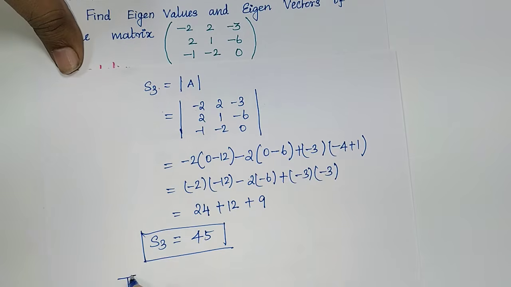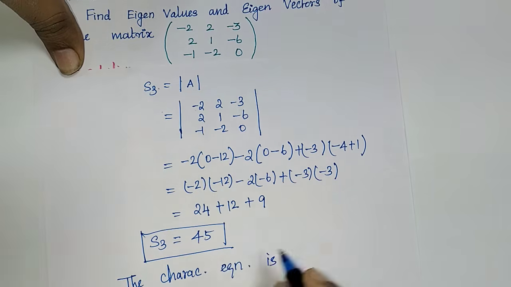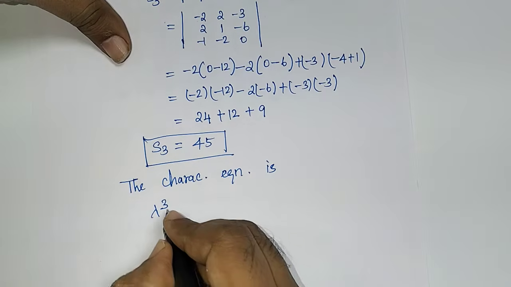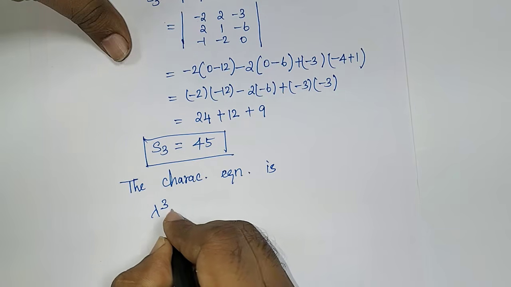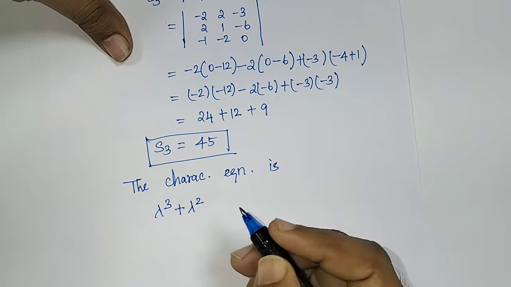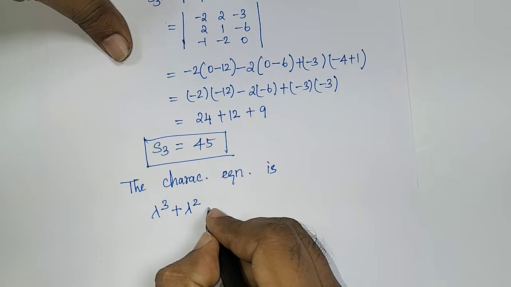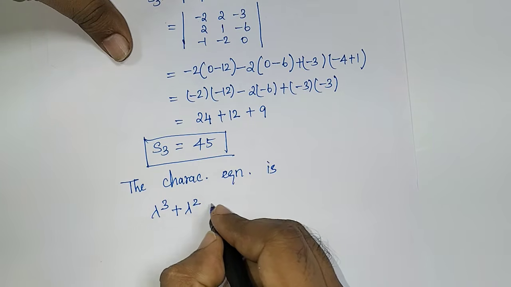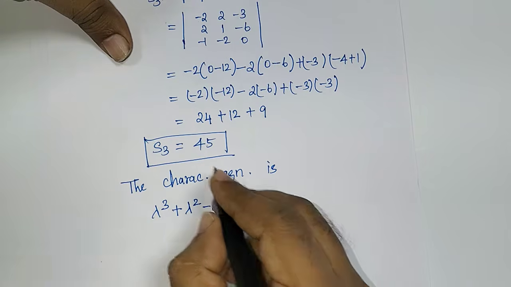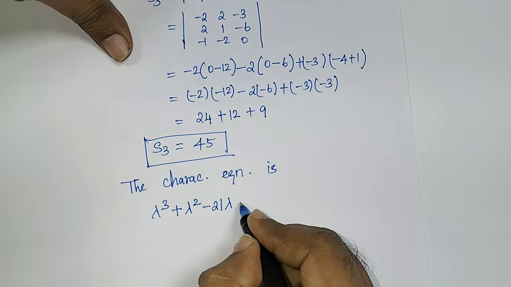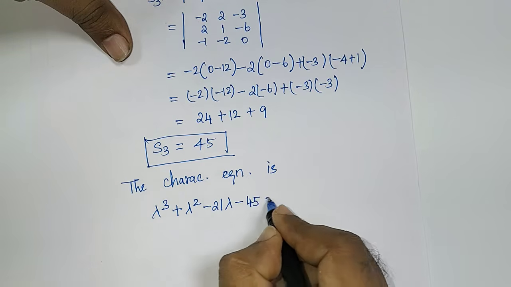Now we know the values of S1, S2, S3. I am writing the characteristic equation: lambda cube minus S1 lambda square. Here S1 is equal to minus 1, so plus lambda square, and plus S2 lambda. Here S2 is minus 21, so I am writing minus 21 lambda, and minus S3. S3 is 45, so I am writing minus 45 is equal to 0.